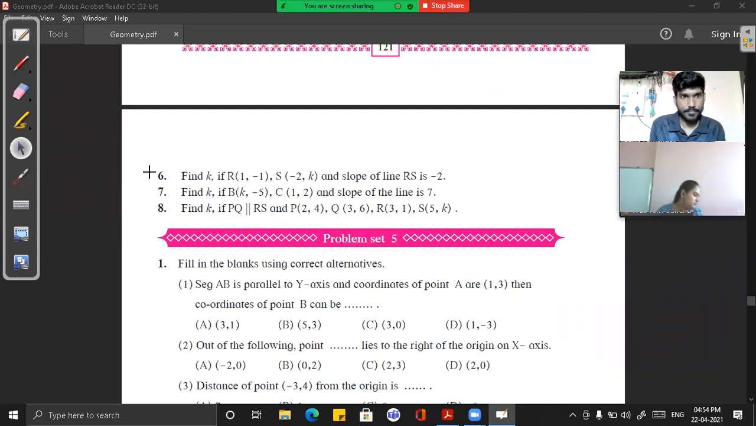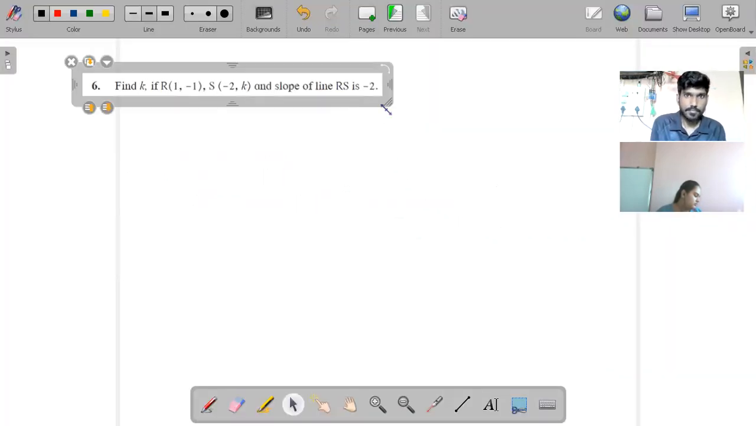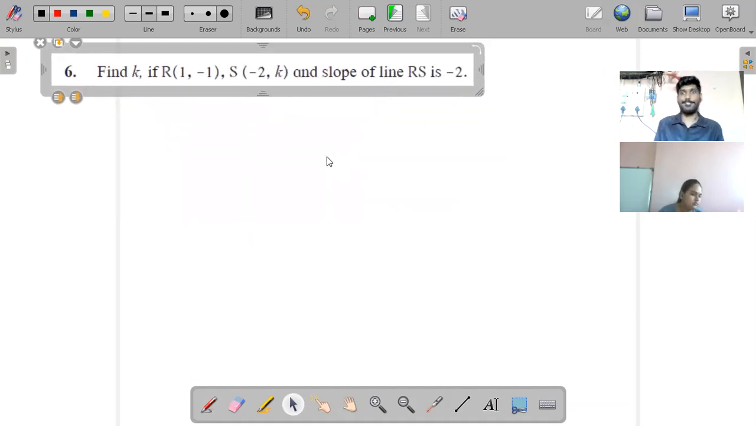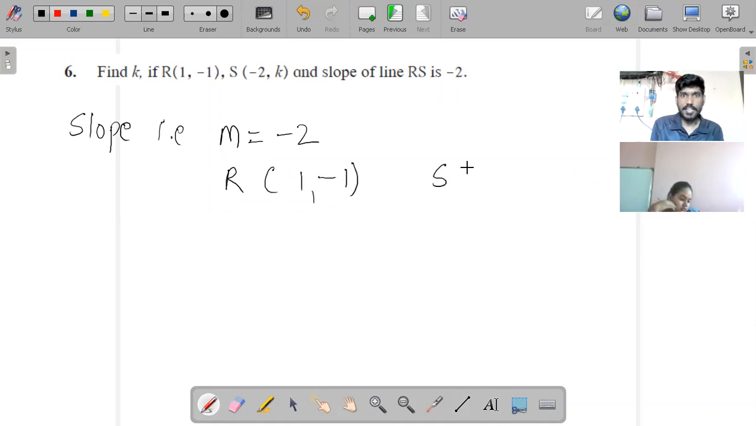We'll do the sixth one. The sixth one is a little bit different. They said find K. In the sixth one they have given the slope and you have to find K. So in this, slope is given: M is equal to -2. R is given as (1, -1) and S is given as (-2, K). They have asked to find the value of this K.